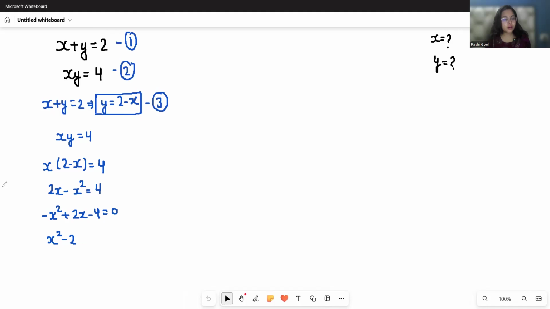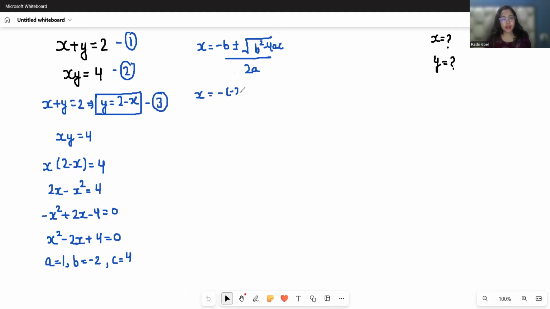x square minus 2x plus 4 equals 0. Now this is a quadratic equation, so I am going to use quadratic formula here. A is equals to 1, B is equals to minus 2 and C is equals to 4. So our quadratic formula is x is equals to minus b plus minus under root b square minus 4ac by 2a.